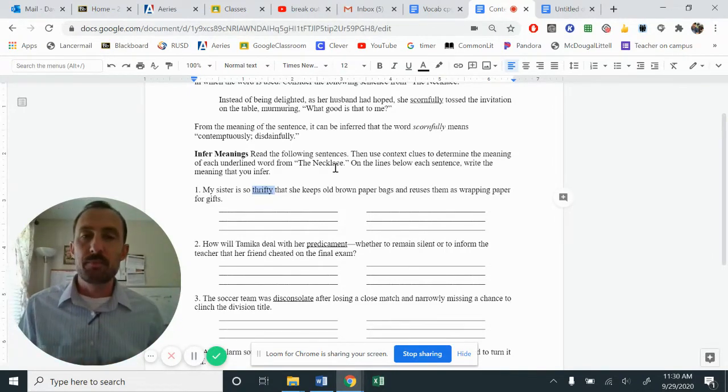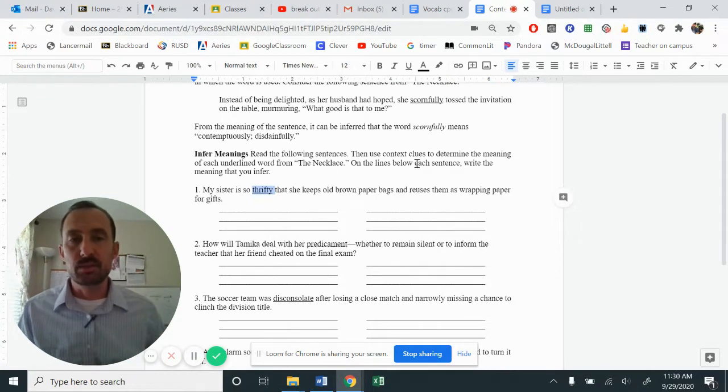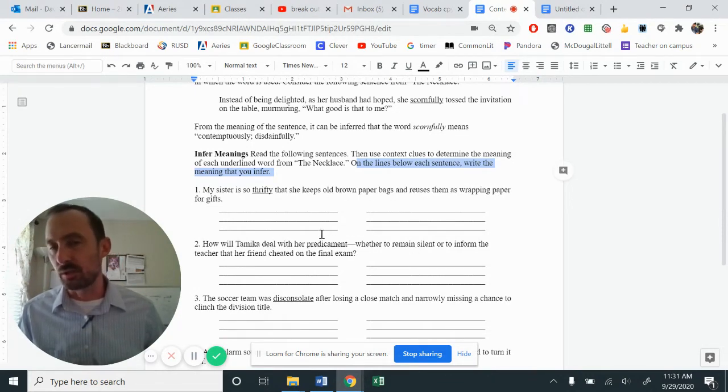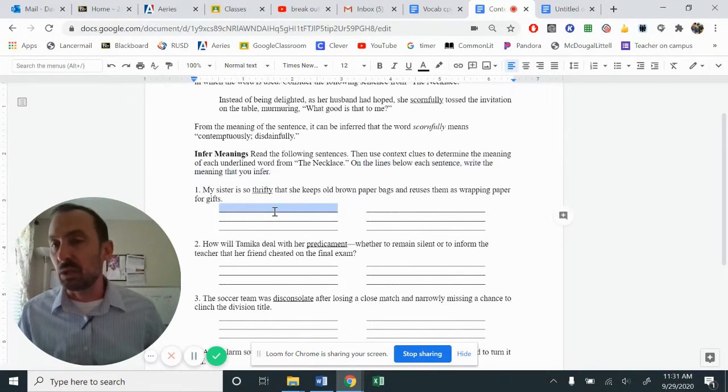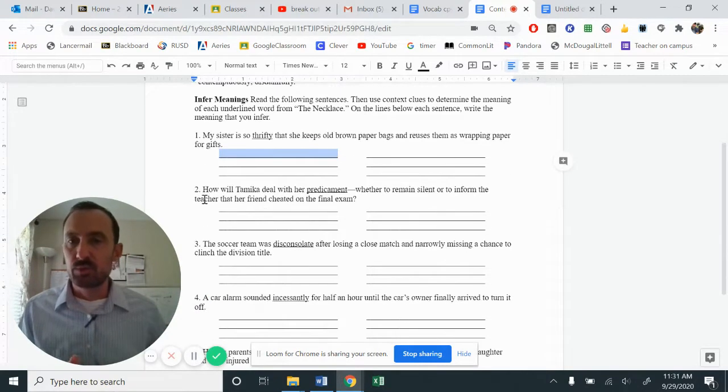Okay. Looking here, your goal, it says on the lines below each sentence, write the meaning that you inferred. So as you read through the sentence, what can you infer about that underlined word? I would ask that you put down two or three words. So what does thrifty mean in this context? When you go on to number two, how will Tamika deal with the predicament, whether to remain silent or to inform the teacher that her friend cheated on the final exam? What do you believe predicament means in this sentence?